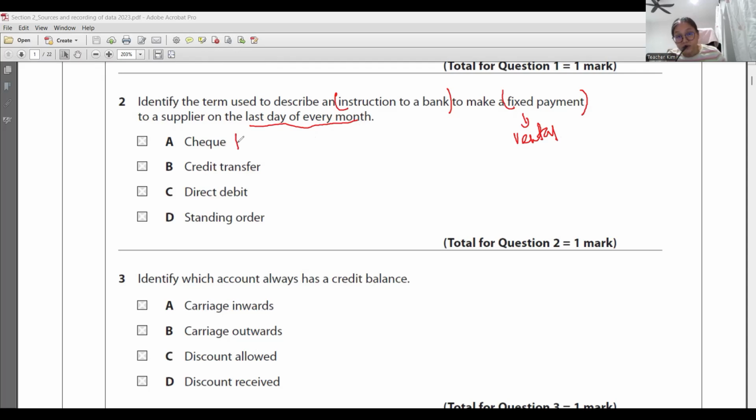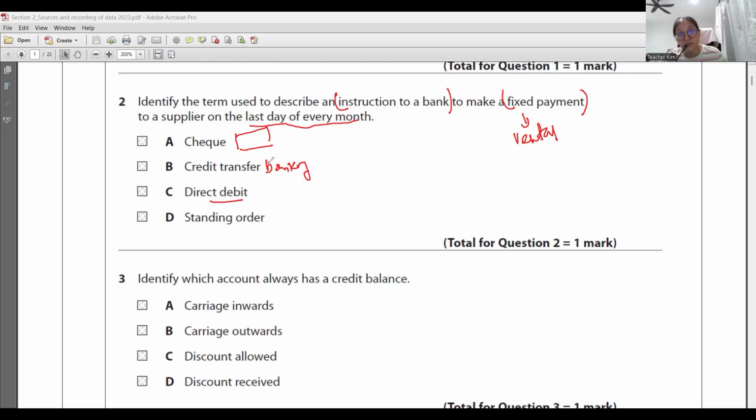Cheque is a physical document that you give to the supplier when you make the payment. Credit transfer is online banking. Normally with credit transfer, we don't have a fixed amount. Whenever we want to, we just do the transfer.